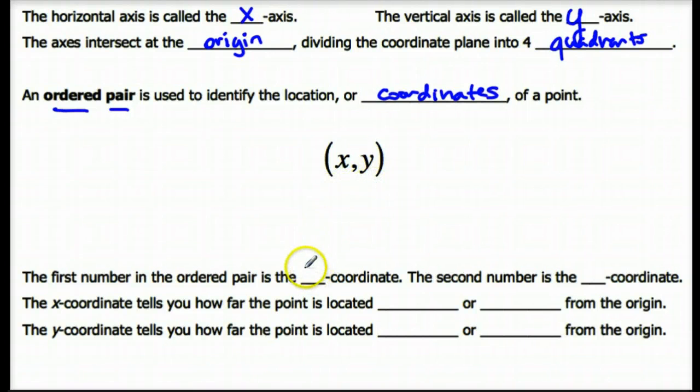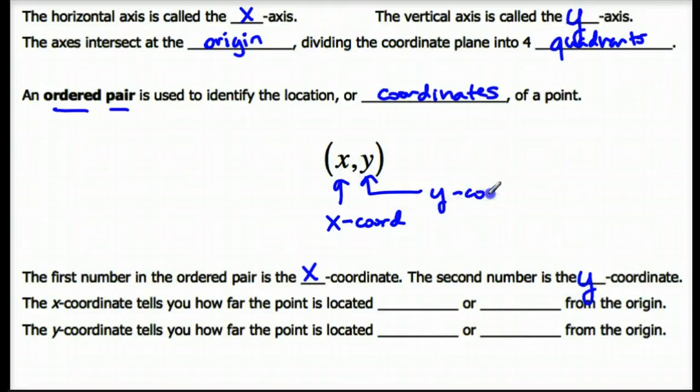The first number you see is the x-coordinate. So that would be this one right here. And then the second number you see is going to be the y-coordinate. So that would be this second number right here. The x-coordinate is going to tell you how far the point is located right or left of the origin. Just like with a regular number line, if you're to the right of 0, you're going to be in the positive realm, and if you're to the left of 0, you're going to be in the negative realm. And then the y-coordinate tells you how far the point is located either up or down from the origin. Up being positive and down being negative.